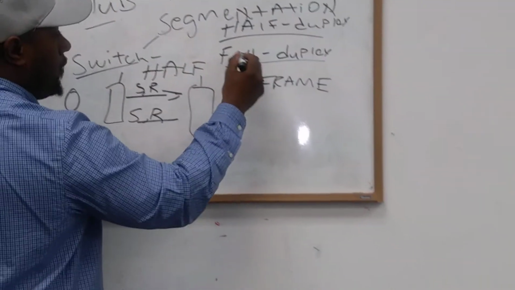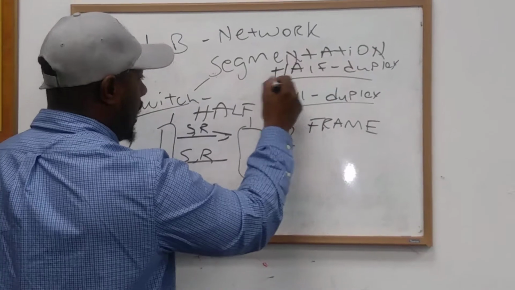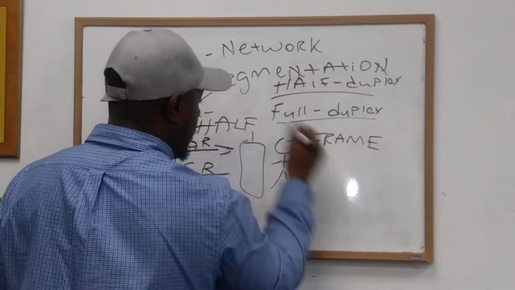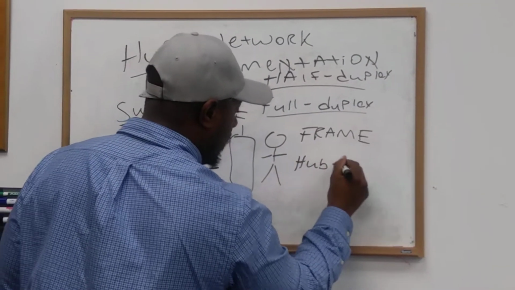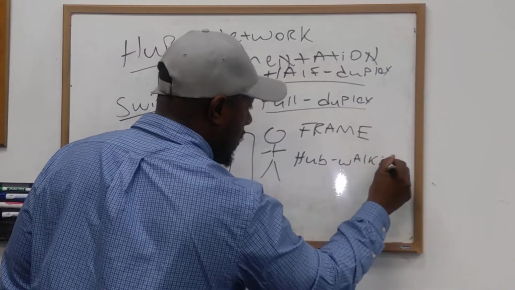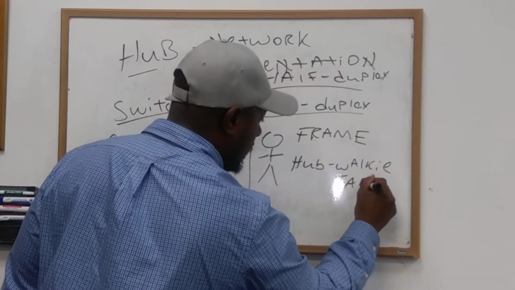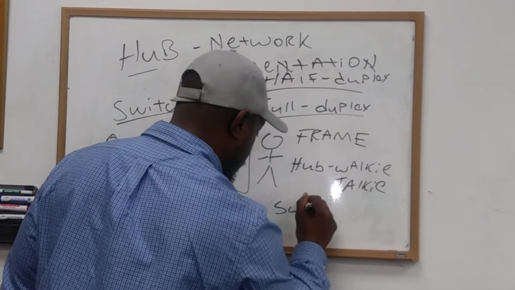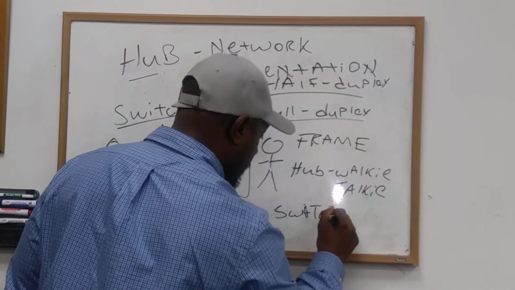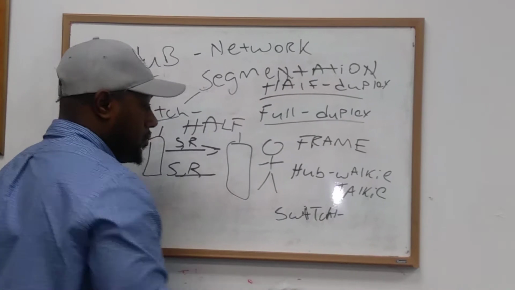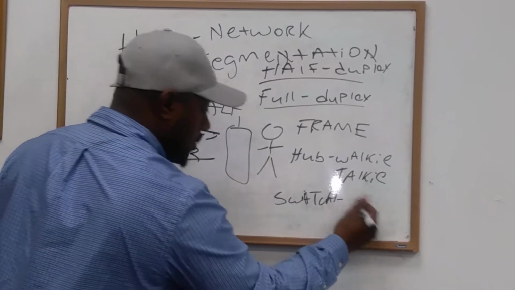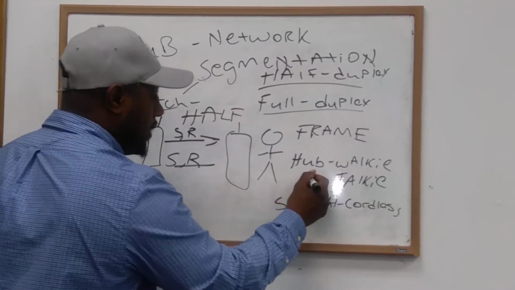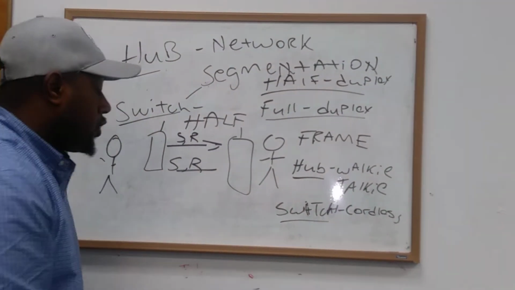And a hub is half duplex, and it's similar to a walkie-talkie. So remember, a hub is like a walkie-talkie, but hubs are obsolete. We just say a hub functions like a walkie-talkie, and a switch functions like a cordless phone. Hubs are obsolete, but you have to understand the difference between a hub and a switch.